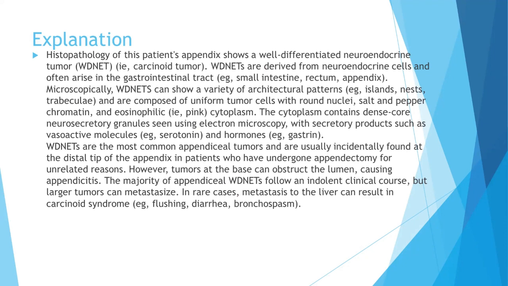Microscopically, this can show a variety of architectural patterns, for example islands and nests, and is composed of uniform tumor cells with round nuclei, salt and pepper chromatin, and eosinophilic cytoplasm. Now, the cytoplasm contains dense core neurosecretory granules seen using electron microscopy, with secretory products such as vasoactive molecules and hormones. Now, these are the most common appendiceal tumor and are usually incidentally found at the distal tip of the appendix in patients who have undergone appendectomy for unrelated reasons.